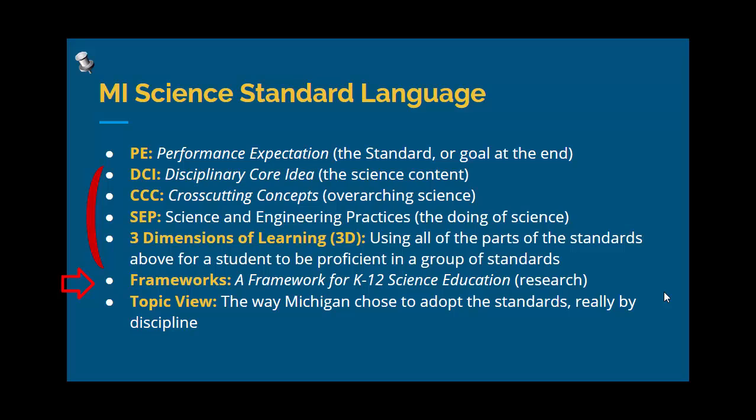The frameworks is another component that you will want to be familiar with. This is the research or backbone of the new science standards. The full book or publication is called A Framework for K-12 Science Education and can be downloaded at the National Academies Press, and it is free. Please understand that it is a 495-page document, so you may not want to print it. Topic view is the way that the state of Michigan has chosen to adopt the standards. It's really pretty much by discipline.